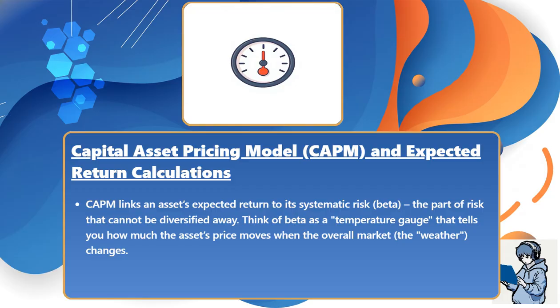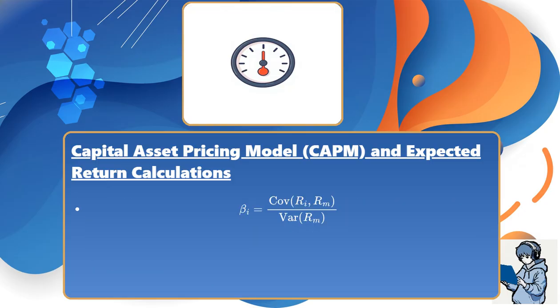CAPM links an asset's expected return to its systematic risk, beta, the part of risk that cannot be diversified away. Think of beta as a temperature gauge that tells you how much the asset's price moves when the overall market, the weather, changes. Mathematical formulation: beta i equals covariance of Ri and Rm divided by variance of Rm, where Ri is the return of asset i and Rm is the market return.